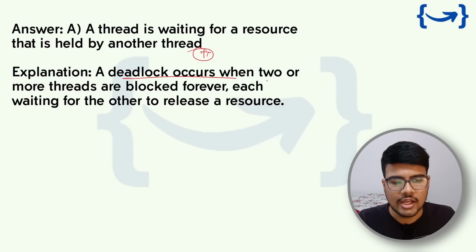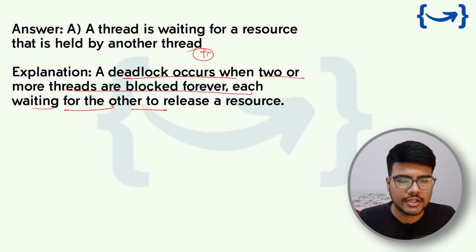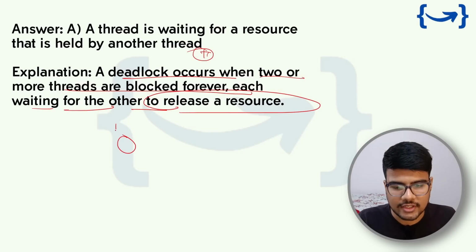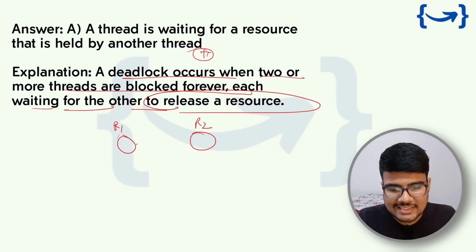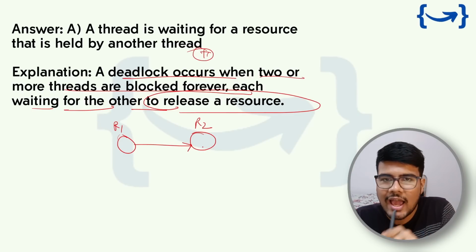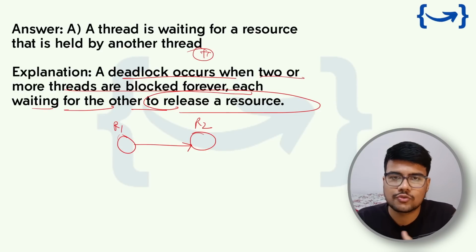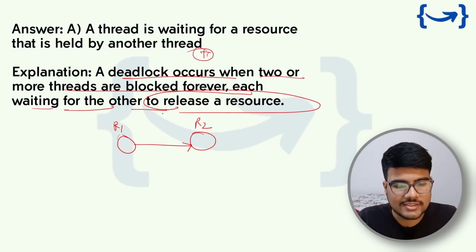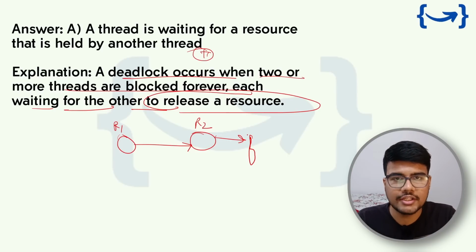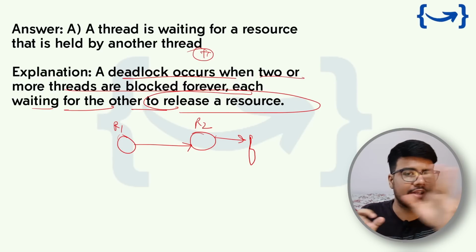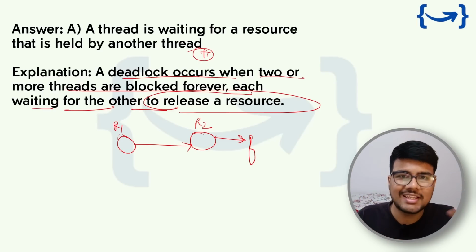A deadlock occurs when two or more threads are blocked forever, each waiting for the other to release a resource. Let's say there is resource 1 and resource 2, and resource 1 is waiting for resource 2 to give access, then only resource 1 can work. But resource 2 is busy with another thread. So this is a deadlock condition, where the thread is continuously asking for resources but is not getting them. You can create a cyclic graph as an example of deadlocks.